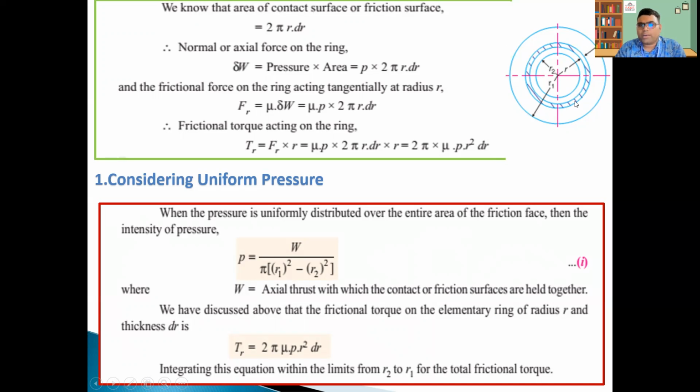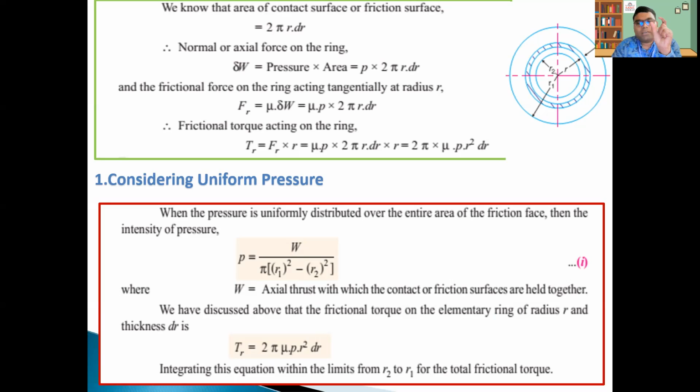And the frictional force acts tangentially on the ring at the radius r. We have this W, the normal force, which is acting perpendicular to the ring, and the frictional force acts parallel to it, in the tangential direction of that ring. If we multiply by the coefficient of friction, we get the frictional force. So mu into delta W, that is mu P 2 pi r dr. And the frictional torque acting on the ring: as I already told you, the frictional force acts at a distance r.